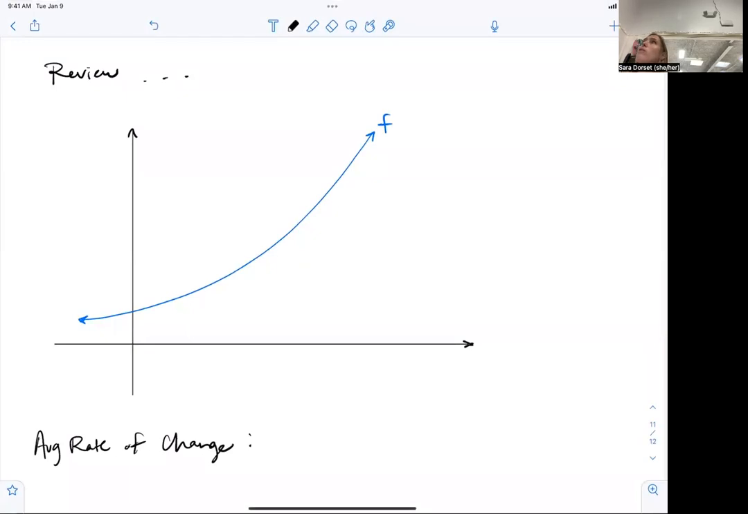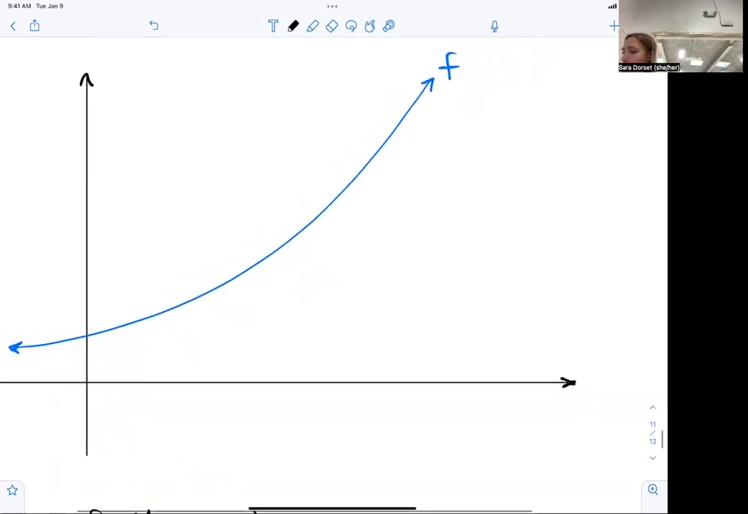Okay. So I wanted to review first what we talked about the last class, especially since you guys didn't have homework. So we have this curve. I'm going to call this the function f. And if we wanted to calculate the average rate of change of the function over a closed interval, so meaning over an x interval, we wanted to know at what rate y was changing with respect to x on average. We would do that by calculating the slope of the secant line.